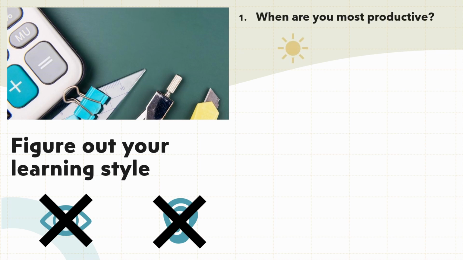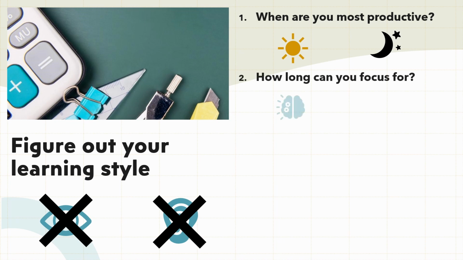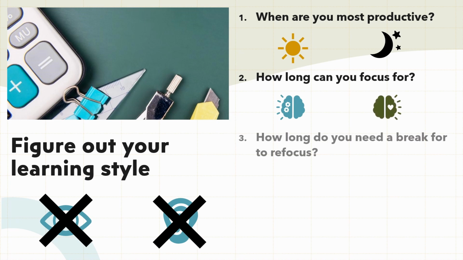So are you a morning person? Are you a night owl? Are you a permanently exhausted pigeon? As well as, how long can you focus for? So maybe you can study for half an hour without a break. Maybe you can study for 2 or 3 hours without a break. And finally, how long do you need that break to be in order to refocus?